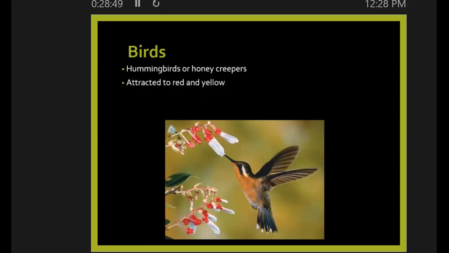And so hummingbirds, honeycreepers are more tropical, but you definitely look at their beak design, and then the flowers, you can see often they're trumpet shaped again. They have some depth to them where they put the nectar.